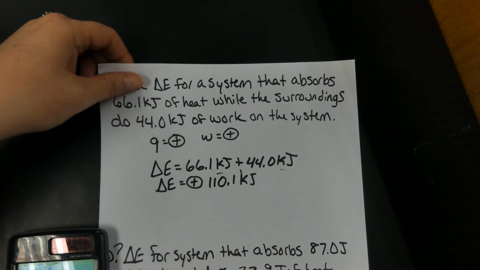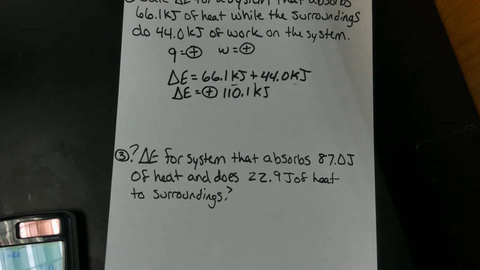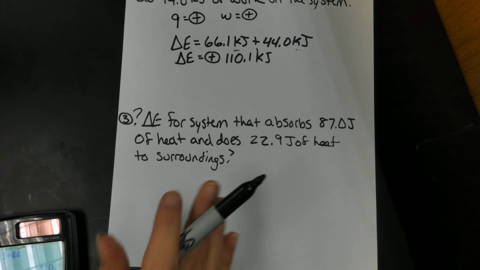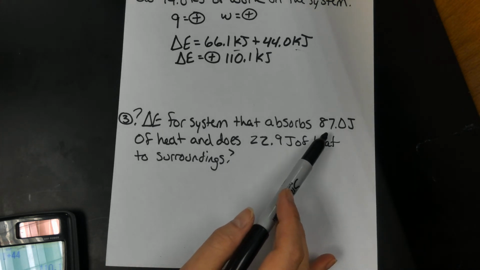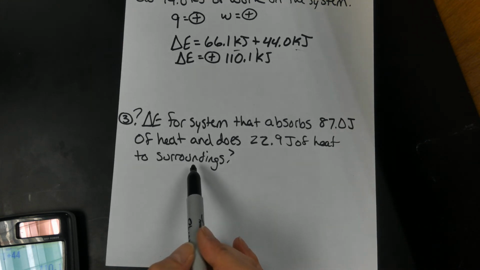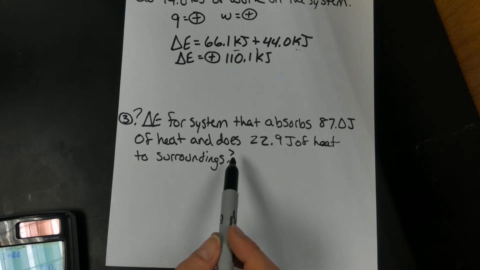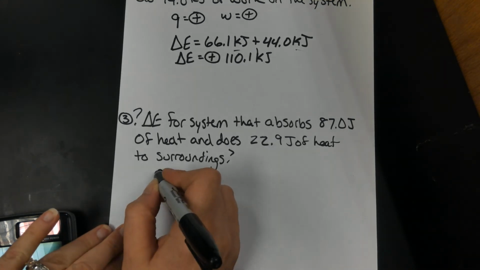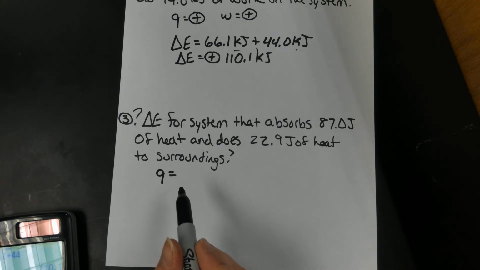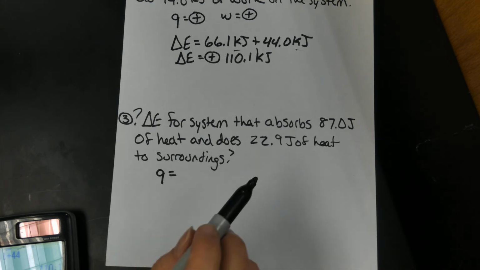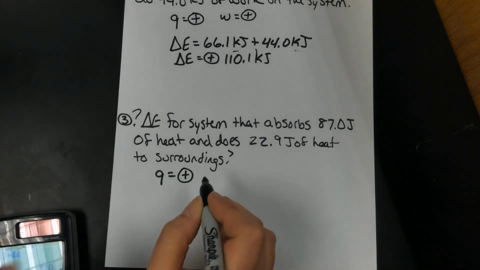Now let's look at the next one, because I think I have a positive and a negative in this one, because they're not always going to agree. So what's the delta E for a system that absorbs 87 joules of heat, and it does 22.9 joules of work to the surroundings? So my Q in this case, is it going to be positive or negative? Is my system basically receiving this heat, or is it getting rid of it? It's receiving the heat, so it's positive, right? It's going to gain this heat.